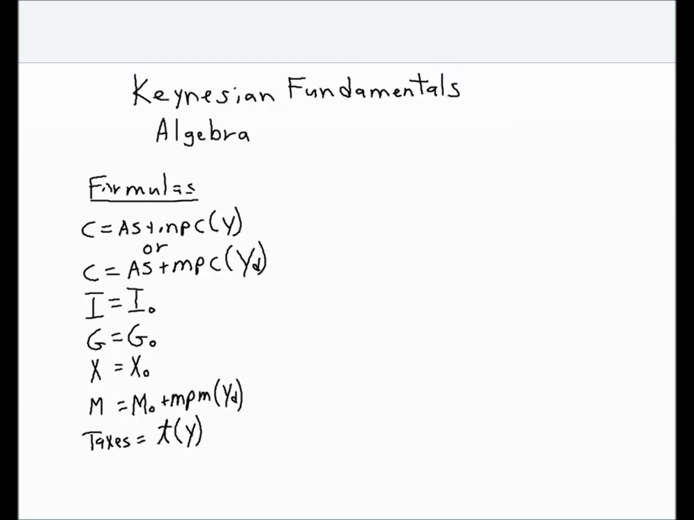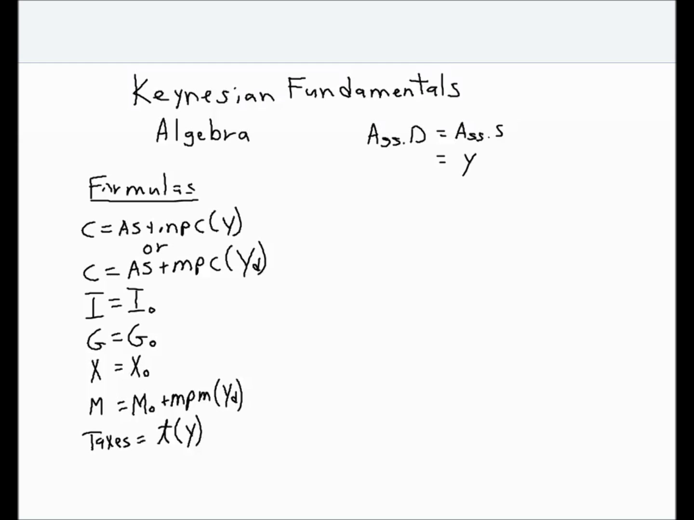Hello everyone, this is a simple algebra problem for the Keynesian model. So the best way to start is to remember the Keynesian model is all about where aggregate demand equals aggregate supply. In the Keynesian model, aggregate supply is approximated as income, so then you can write aggregate demand equals income. Now I'm going to use a symbol Y for income rather than write it all out.